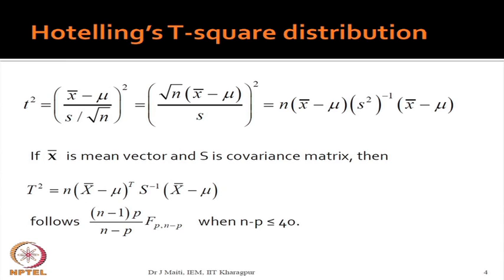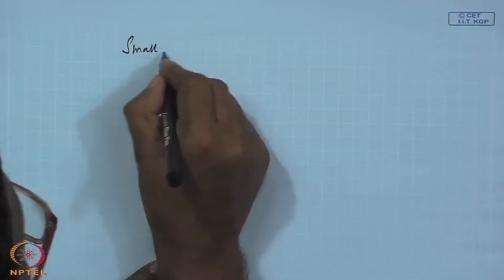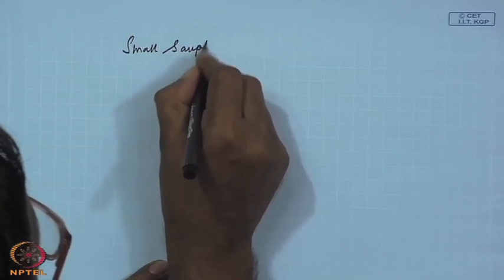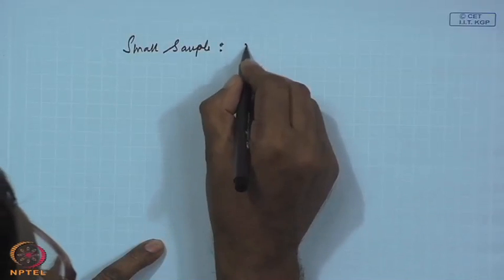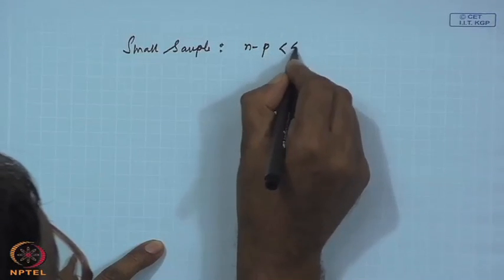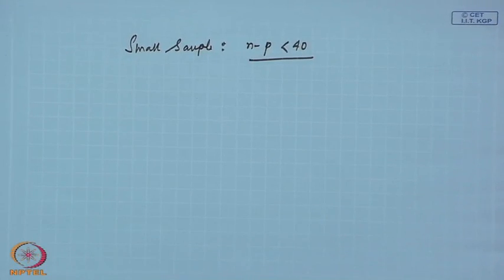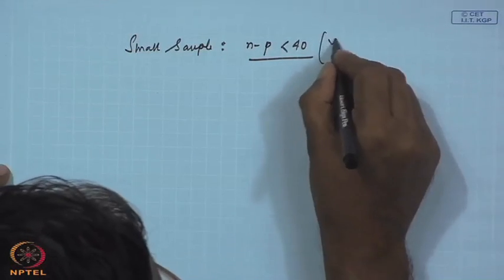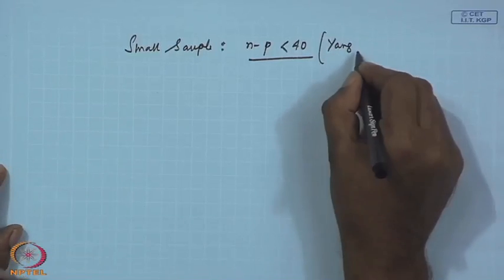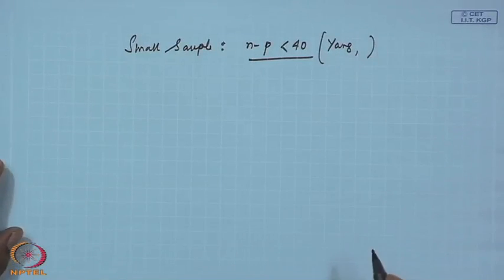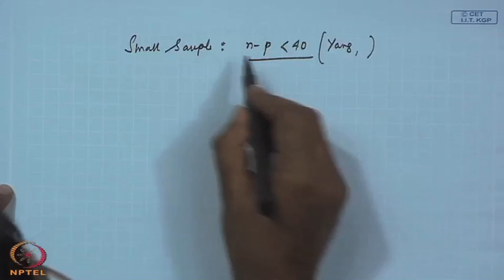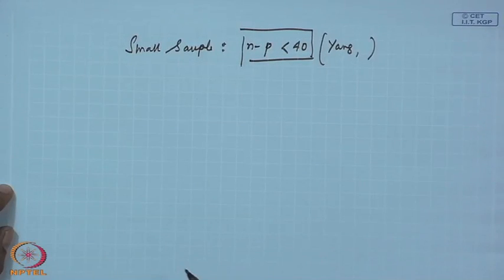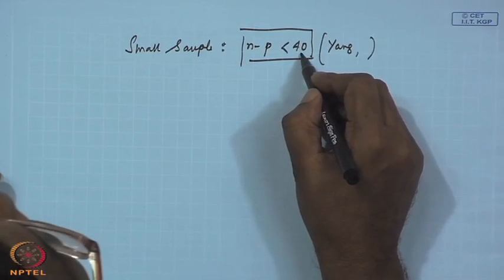Now, what will happen when your sample size is small? So, you go for small sample. Small sample here we are saying that n minus p is less than 40. This I have seen in the book by Young and one more professor, Applied Multivariate Modeling in Quality Management. This is what I can say when you say it is a small sample, less than or equal to 40.